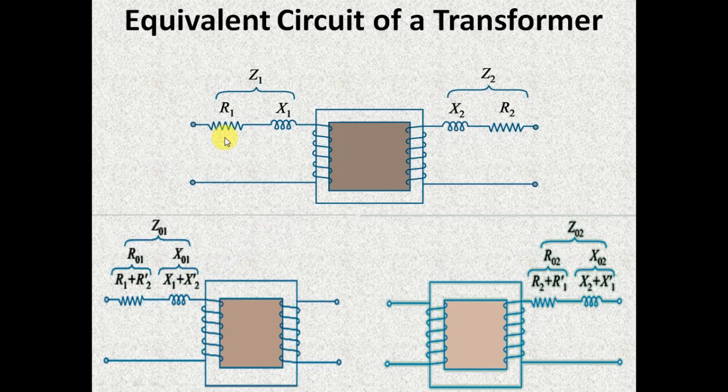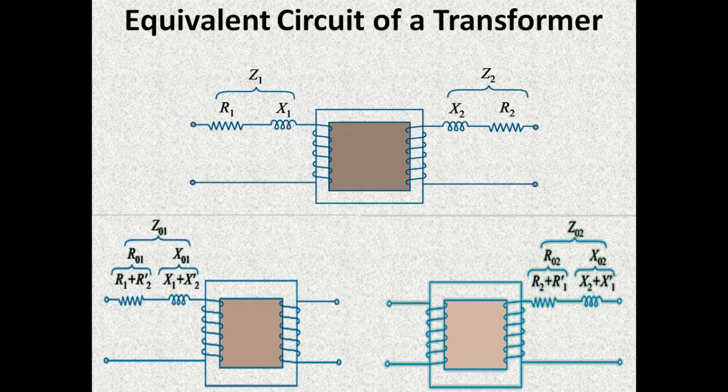It is also possible to shift the resistance and reactance at the primary side to the secondary side. When we do that, R1 at the secondary side will be represented as R1 dash, and X1 at the secondary side will be indicated as X1 dash. R1 dash is related to R1 as R1 dash is equal to K square R1. Similarly, X1 dash is equal to K square X1.